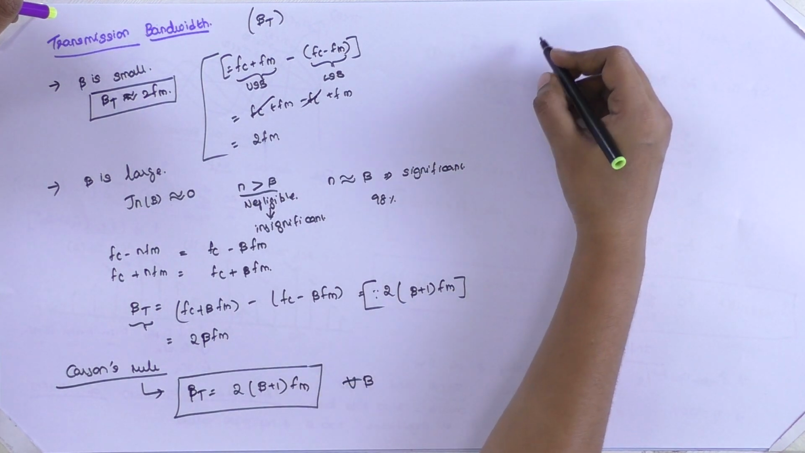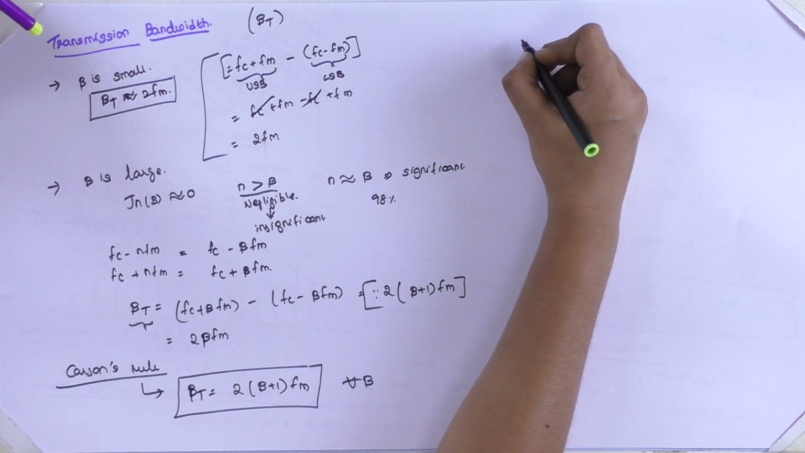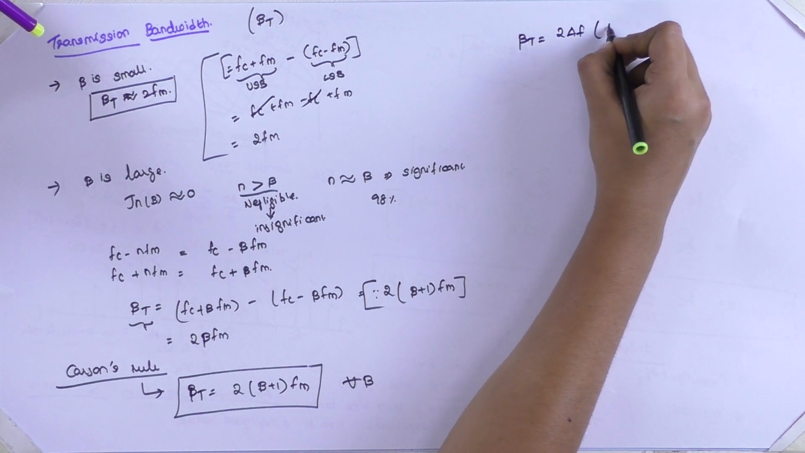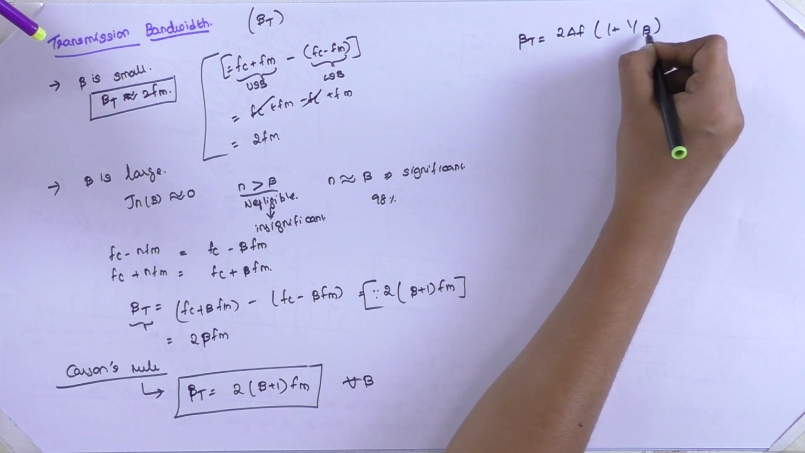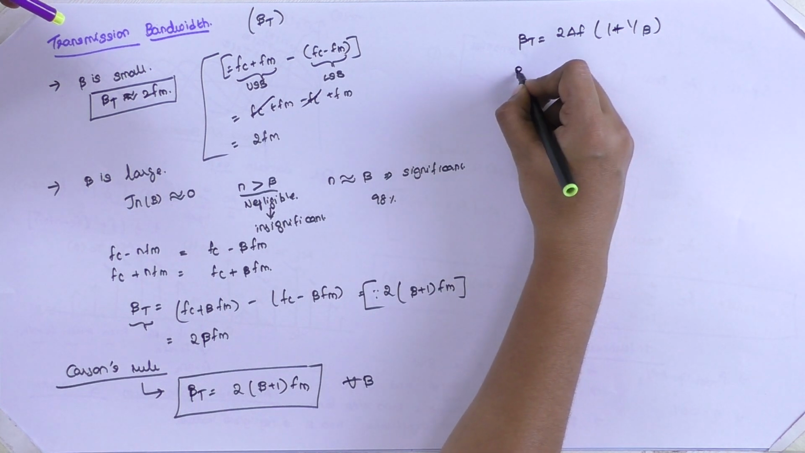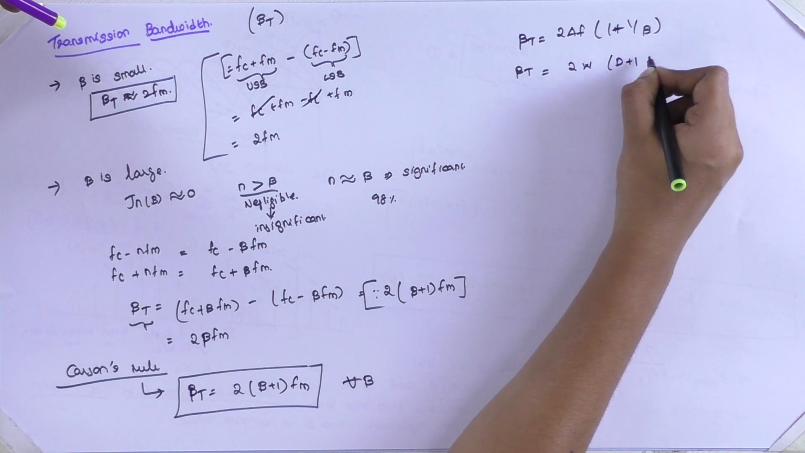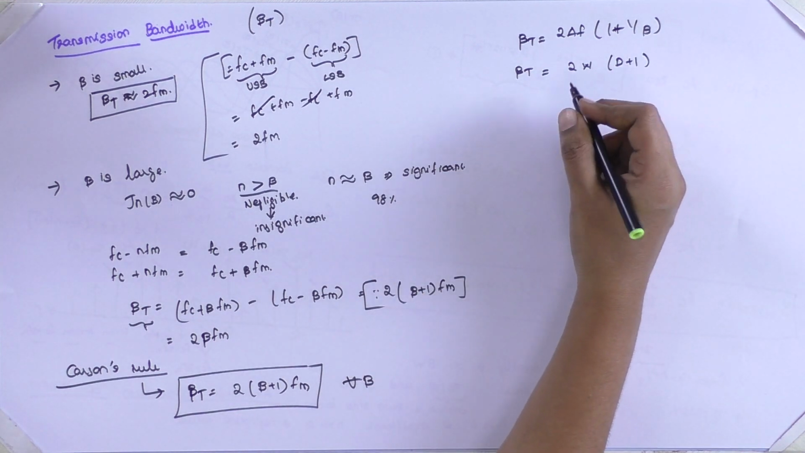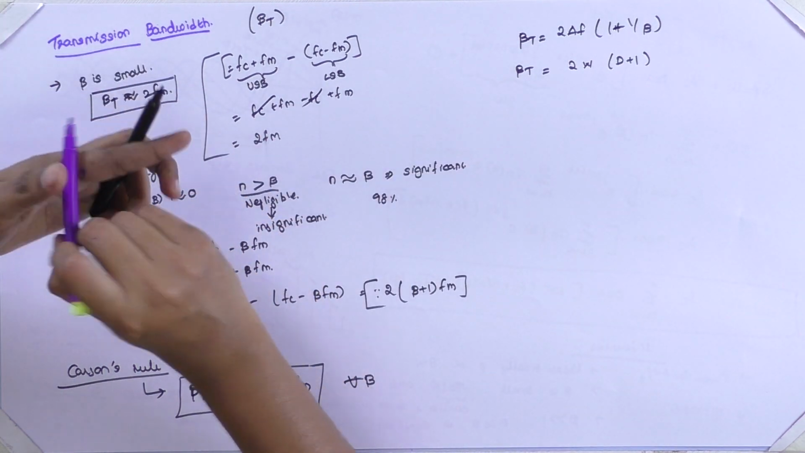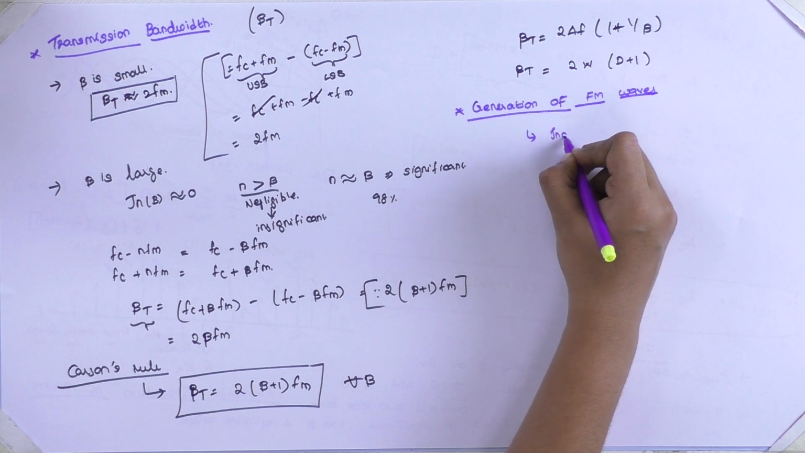According to Carson's rule, when we rewrite this equation in terms of frequency deviation, BT is equal to 2 into delta f into 1 plus 1 by beta. And in terms of deviation ratio, BT is equal to 2 into D plus 1. Next, we are going to see the generation of frequency modulated waves. In this, we are going to see the indirect method and direct method.